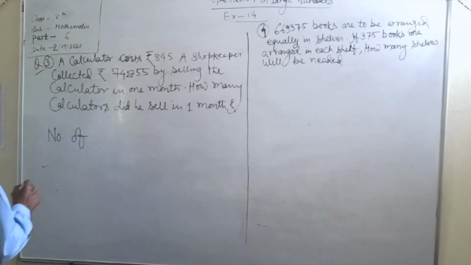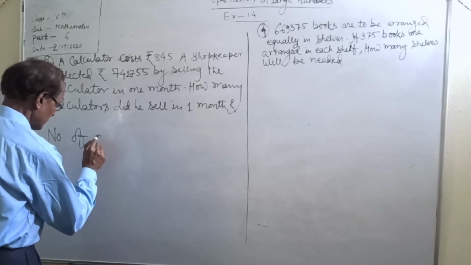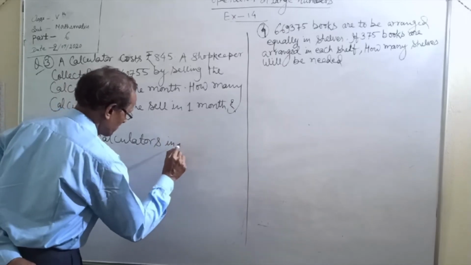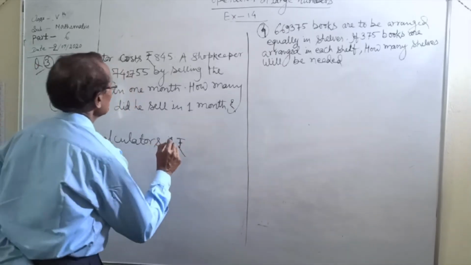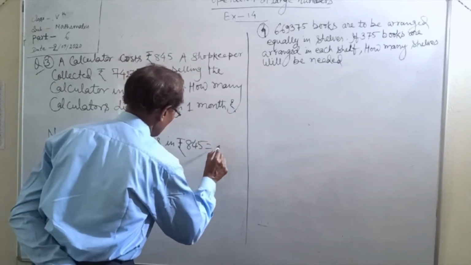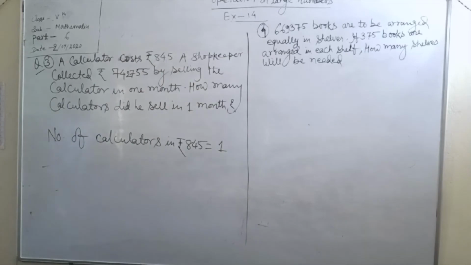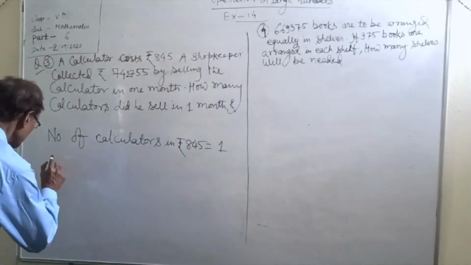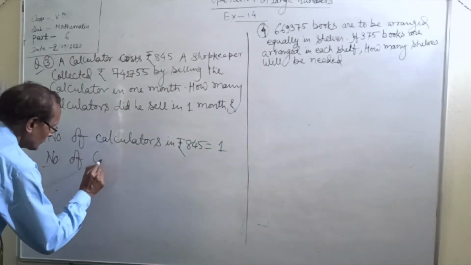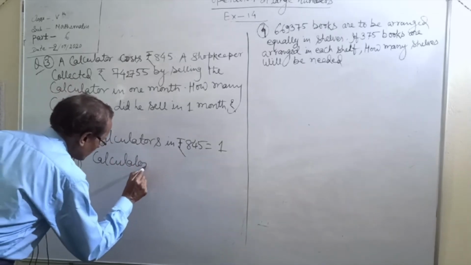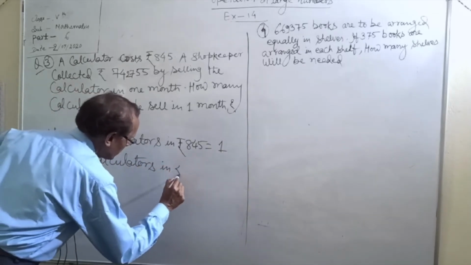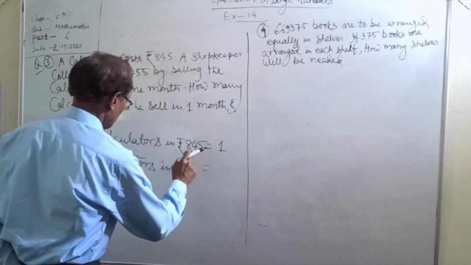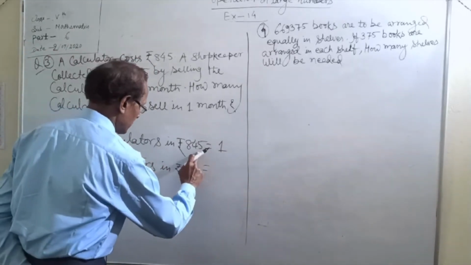So in the statement, write in the same way: number of calculators in rupees 845 is equal to 1. That is 1. So number of calculators in rupees 1 will be, if the number of calculators in rupees 845 is 1.